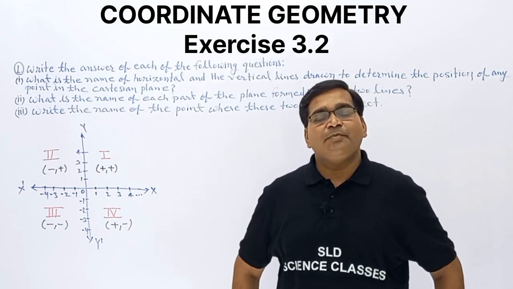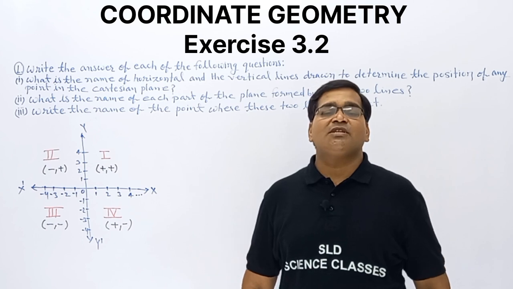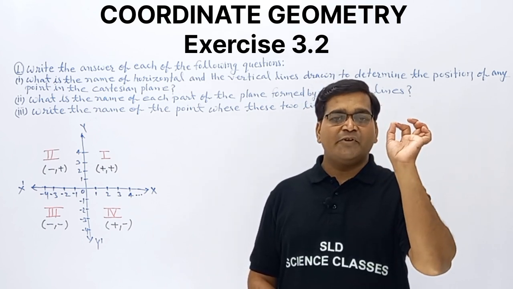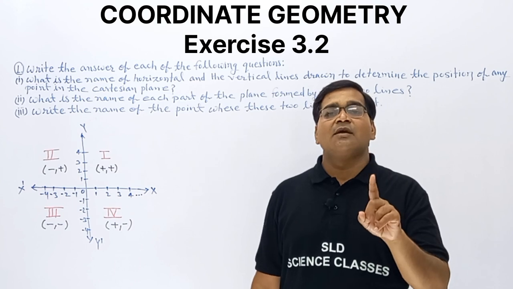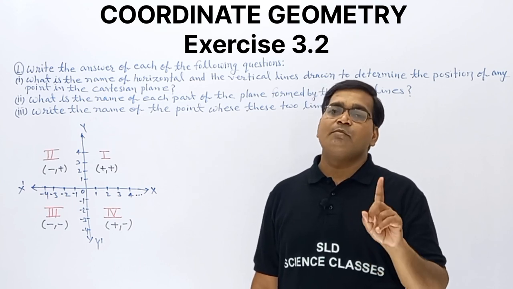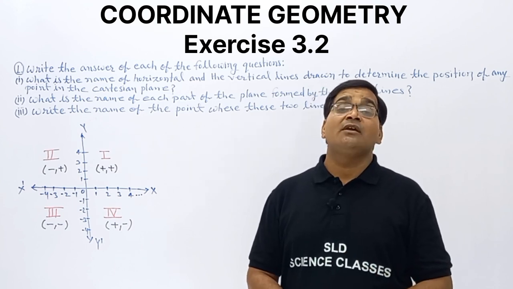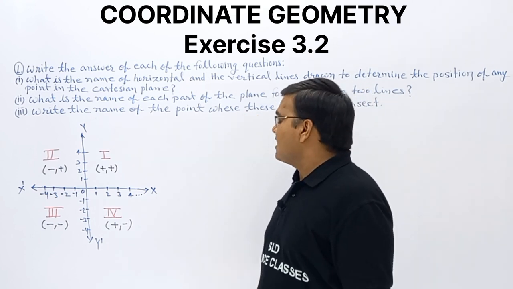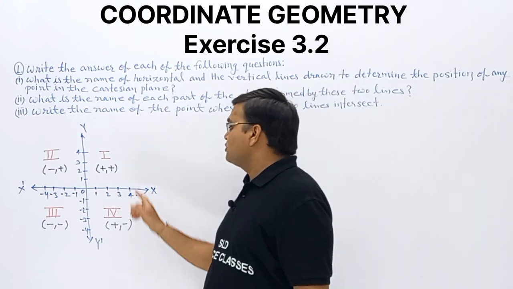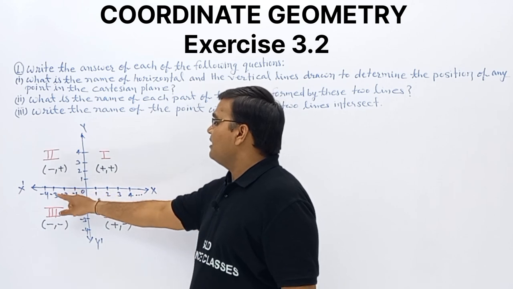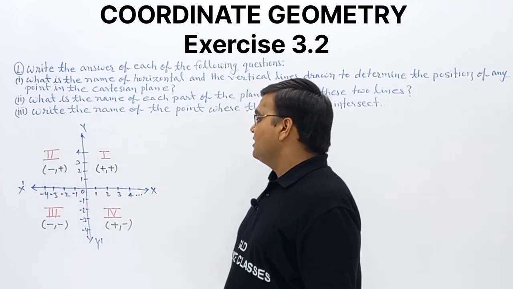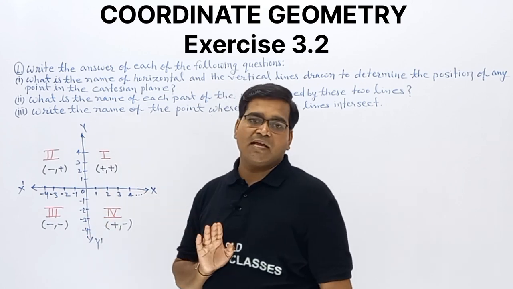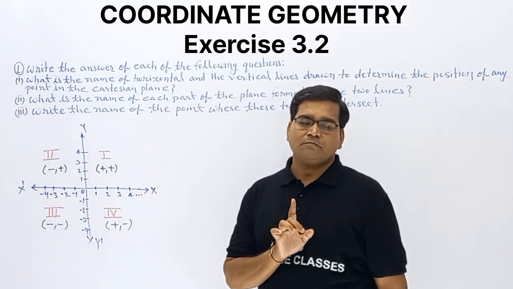We studied number lines in chapter number 1, number system. We have two number lines: number 1, the horizontal number line, and number 2, the vertical number line. Both number lines have positive numbers, 0 and negative numbers. This one is the horizontal number line, and this one is the vertical number line.